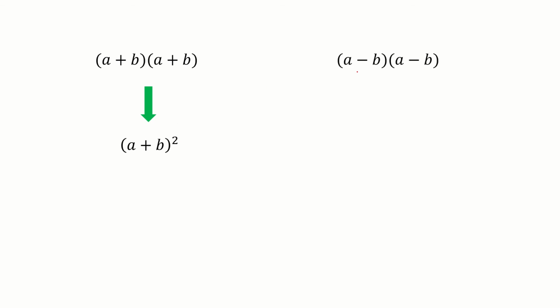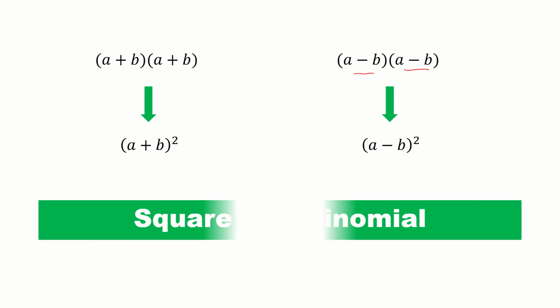Or if we have a minus b multiplied by itself, a minus b again, we can also write it as the square of a minus b. So the first special product is what we call the square of a binomial because of its nature. It's a binomial, and the entire binomial is raised to a power of 2.